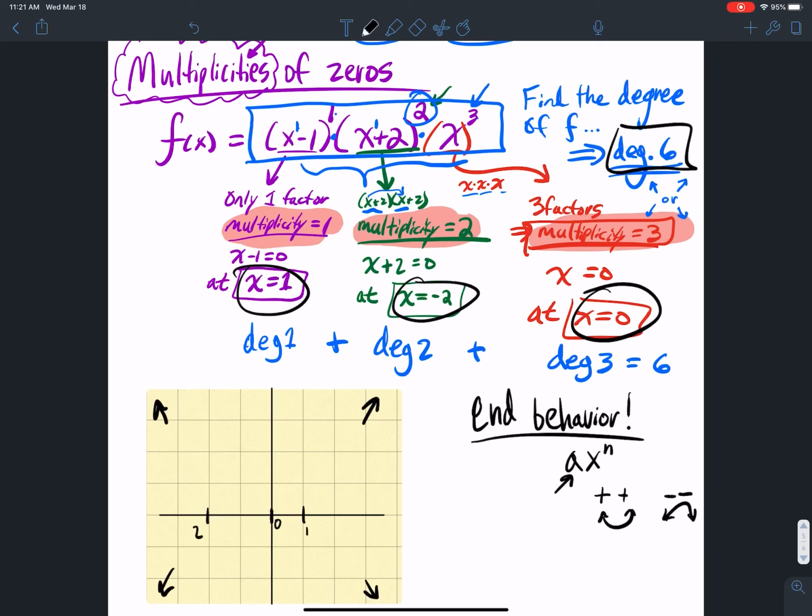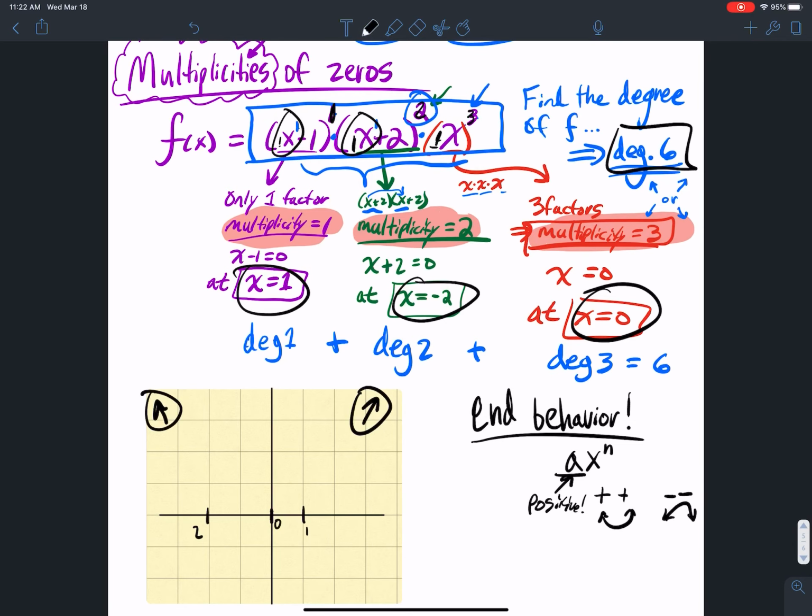Okay? So if I look at this, I have an x with a positive 1 coefficient, an x squared with a positive 1 coefficient, and an x cubed with a positive 1 coefficient. 1 to the 1 is 1. 1 squared is still 1. And 1 cubed is 1. 1 times 1 times 1, that's all equal to 1. So my term here is positive. This is positive, so I know that my end behavior is going to be positive on both sides.